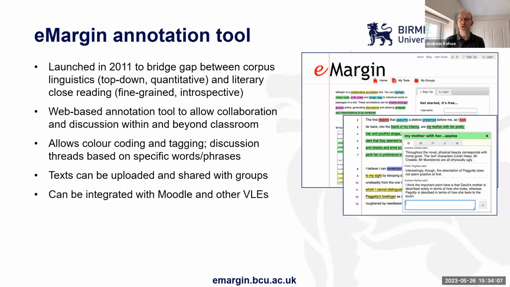Second tool, eMargin, was designed to bridge the gap between the quantitative approach of corpus linguistics and the introspective approach of literary close reading. So it's a collaborative annotation tool that can be used in the classroom or beyond the classroom online as well. And people can apply color coding to different parts of a text. The example there is David Copperfield, but obviously any text will work. You can add color coding tags, discussion threads based on individual words or phrases, and you can share text with groups of students or other users. But they're the two main tools that we used.